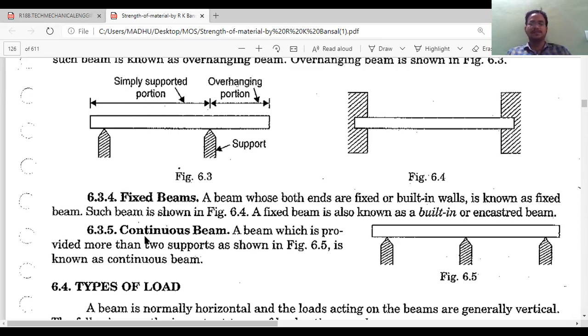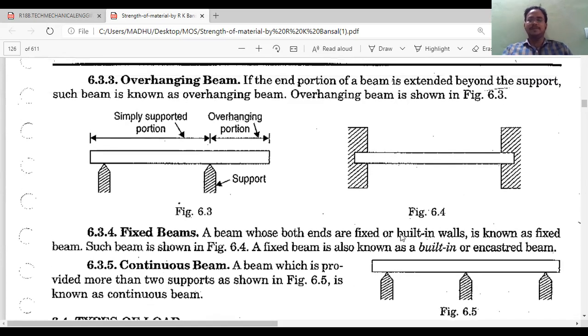Next, continuous beam. A beam which is provided with more than two supports, as shown in the figure, is known as a continuous beam. It means it is a very long beam. For that, we require more supports to hold it, to place it. In this case we call it a continuous beam.